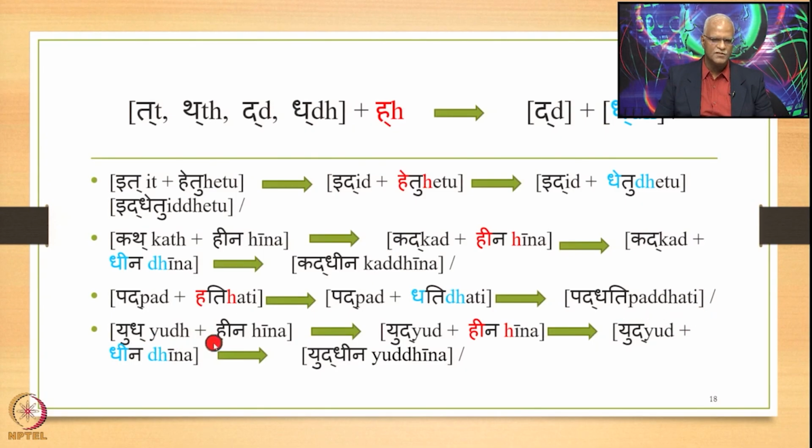Then we have yudh plus hina, where dha will be first substituted by da by Jhalam Jashonte. So we have yud plus hina as the output, which becomes an input for Jhayo Ho Nyatarasyam, which replaces this ha by dha, and so we get the output yud plus dhina. So yudhina. This is optional, so we'll also get yud plus hina, yudhina as the output generated.